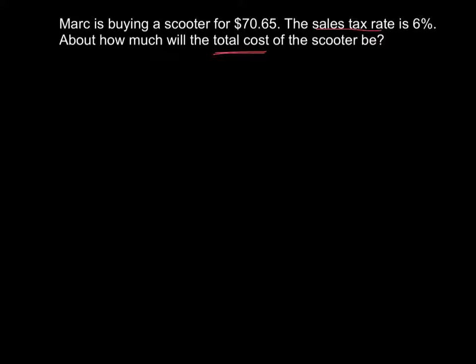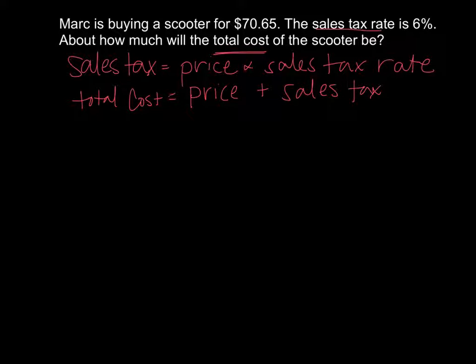Now here we're doing total cost. We're not trying to figure out how much the tax is. We're doing the total cost. What should the total cost of the scooter be? So first let's write down our formula to help remember what that is. Okay, so we have the 2 formulas that we'll need to use written down.